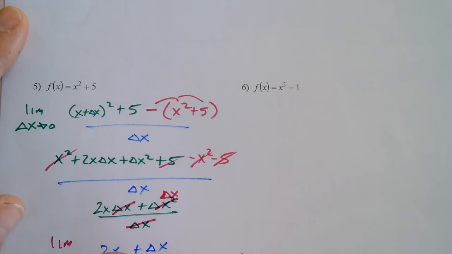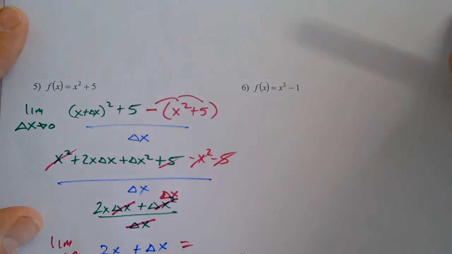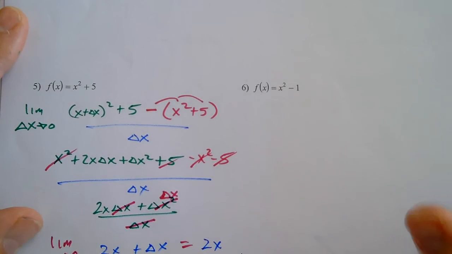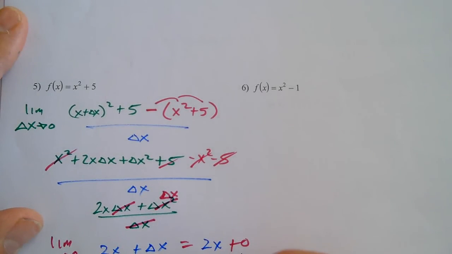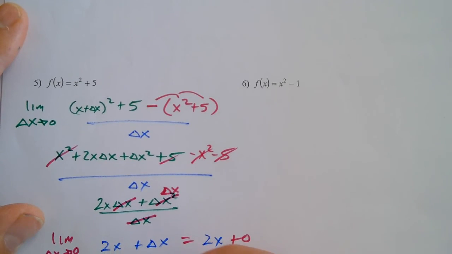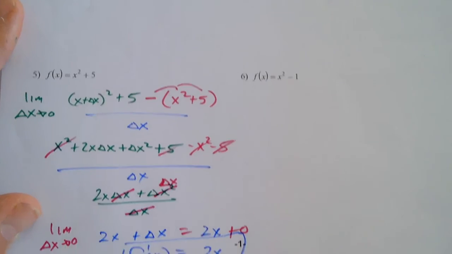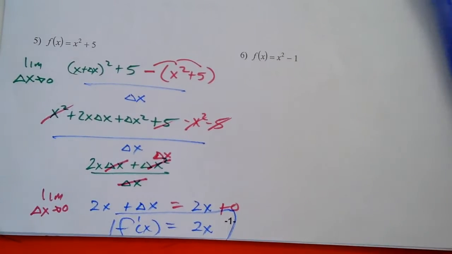Now I can find the limit. I've gotten rid of that denominator. I can plug in 0, and I get 2x. There's my derivative. Final answer, I get 2x.